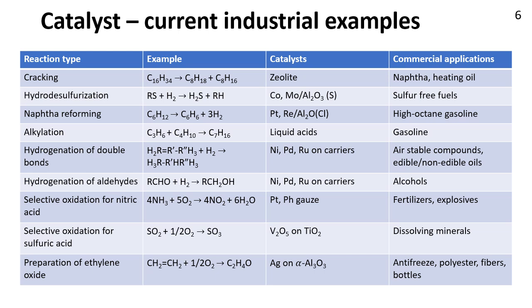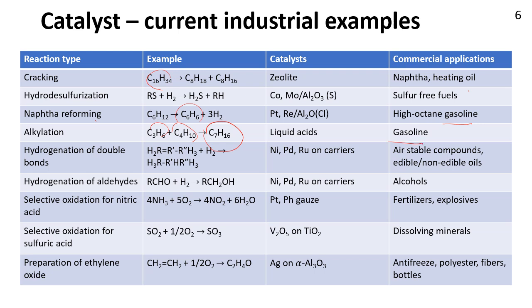Current industrial examples where catalysts are used are in the petroleum industry, where they crack heavy hydrocarbons into lighter hydrocarbons to form naphtha and heating oil. For desulfurizing hydrocarbons for sulfur-free fuels, you can reform naphtha to form lighter hydrocarbons, which can be used to create high-octane gasoline. Or you can do an alkylation reaction where smaller hydrocarbons are combined to form a heavier hydrocarbon to form gasoline.